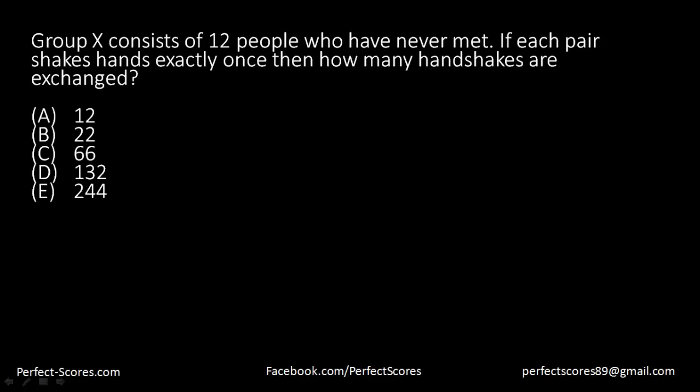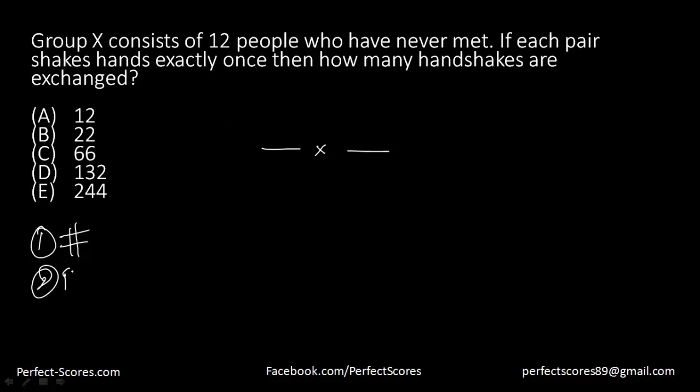Now, this question says that group X consists of 12 people who have never met. If each pair shakes hands exactly once, then how many handshakes are exchanged? Now, step 1 is to determine the number of slots. For you to have a handshake, how many hands do you need? You actually need just 2 hands, right? Or you can say you need 2 people, for them to have a handshake.